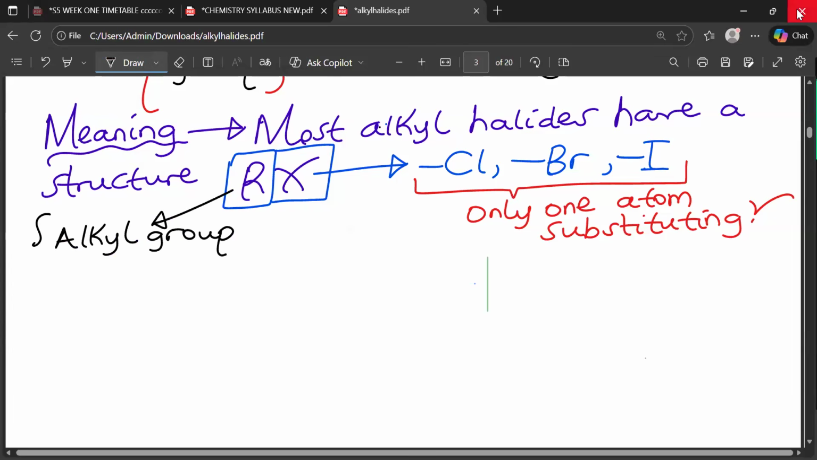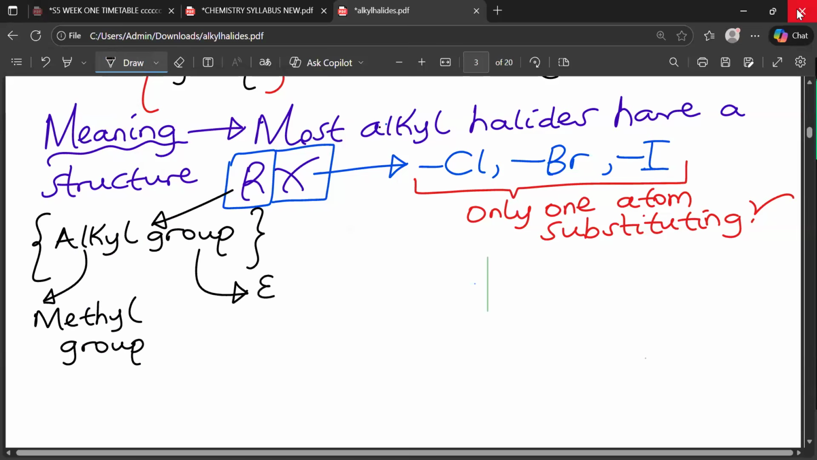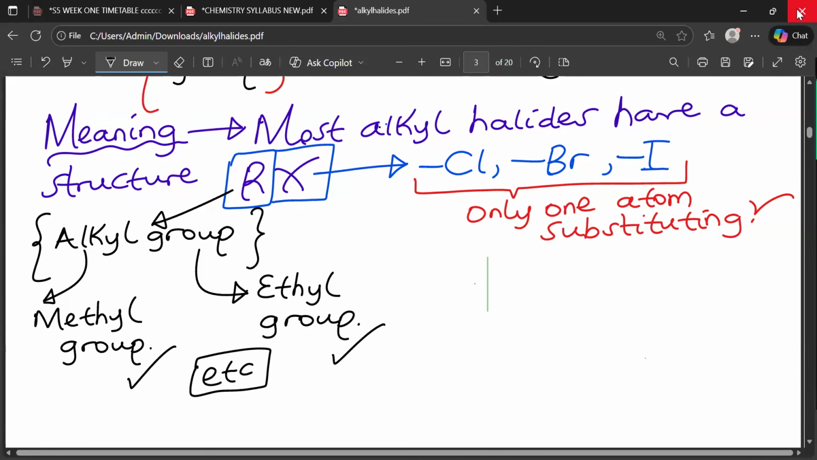I want you to listen. The alkyl group can be the methyl group. The alkyl group can be the ethyl group. If you have issues with these ethyl and methyl groups, go to the introduction of organic chemistry. You will thank me later. Ethyl group, methyl group, etc. There are others, but at your level, we always basically concentrate on those.